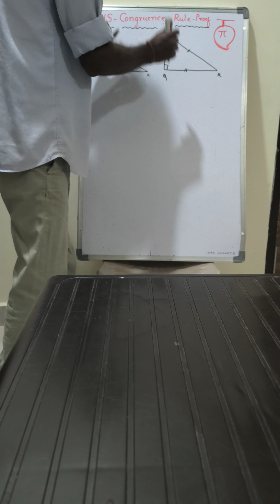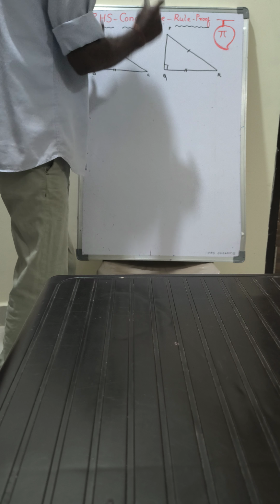So these are two triangles with the same hypotenuse: two right angles, their hypotenuses are equal, with one side equal. BC side and QR side are equal. Then automatically these two triangles are going to be congruent. So this is what we need to prove.